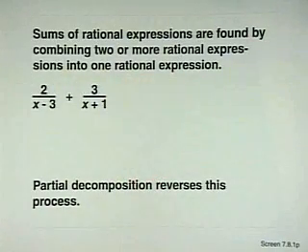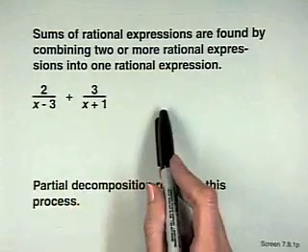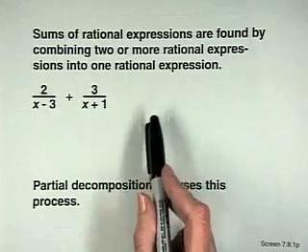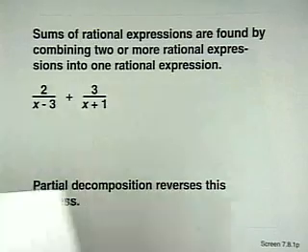First of all, let's consider the sums of rational expressions. We've done this previously by combining two or more rational expressions into a single rational expression. Adding these two fractions together to get a single fraction is what happens when we end up with the summation. Partial decomposition ends up reversing this process.